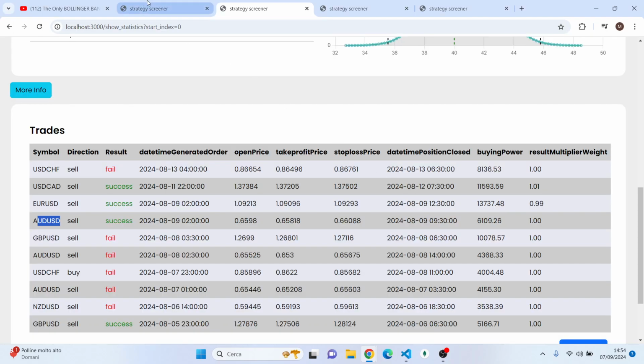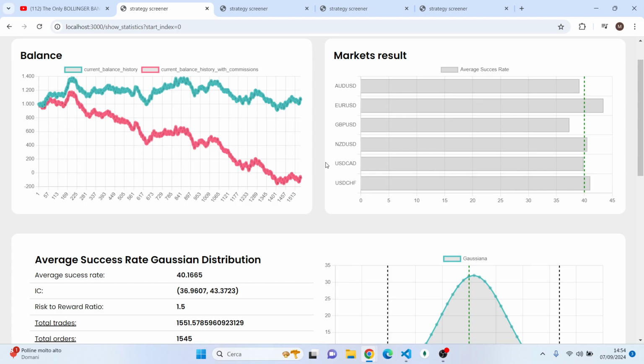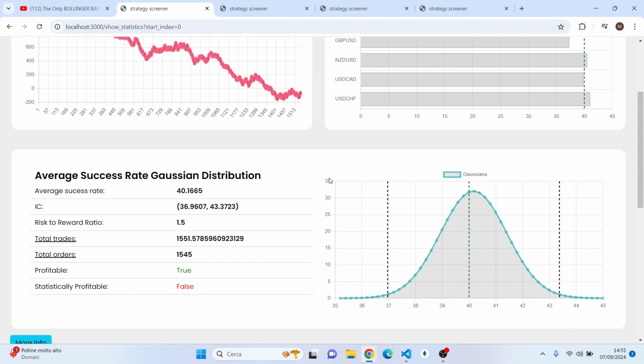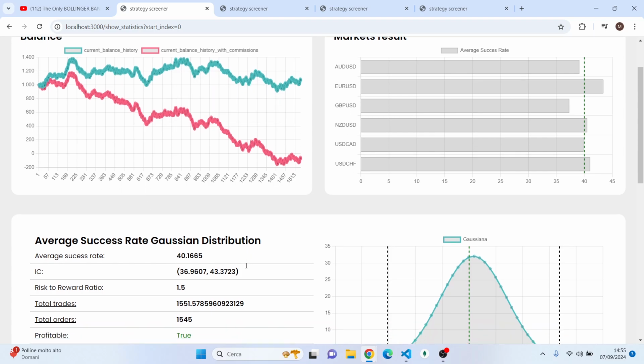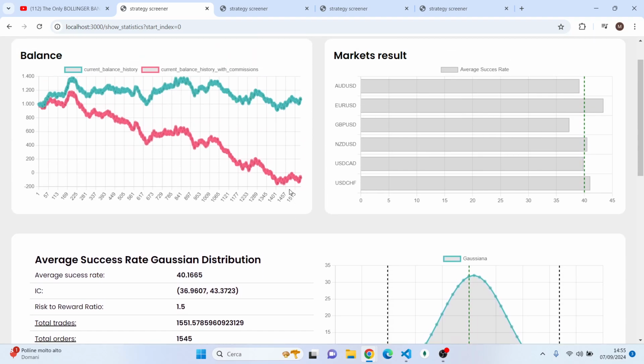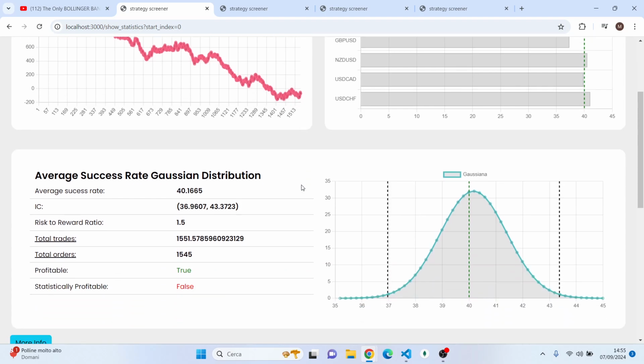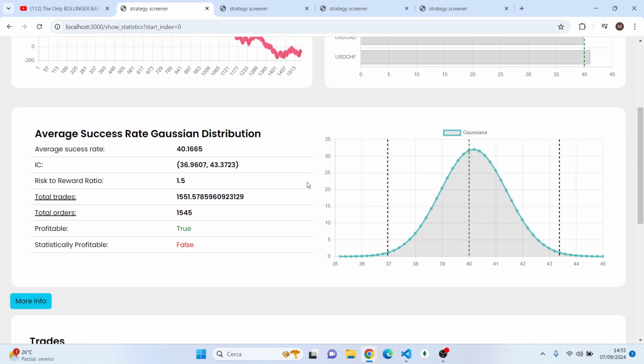So let's see how it performs over the years from 2020 to 2023. As you can see, it doesn't perform very well. It has an average success rate of 40.16%, so it is almost break even. We would have been profitable without commission, but with commissions we would have lost a lot of money, so that's not a good thing.